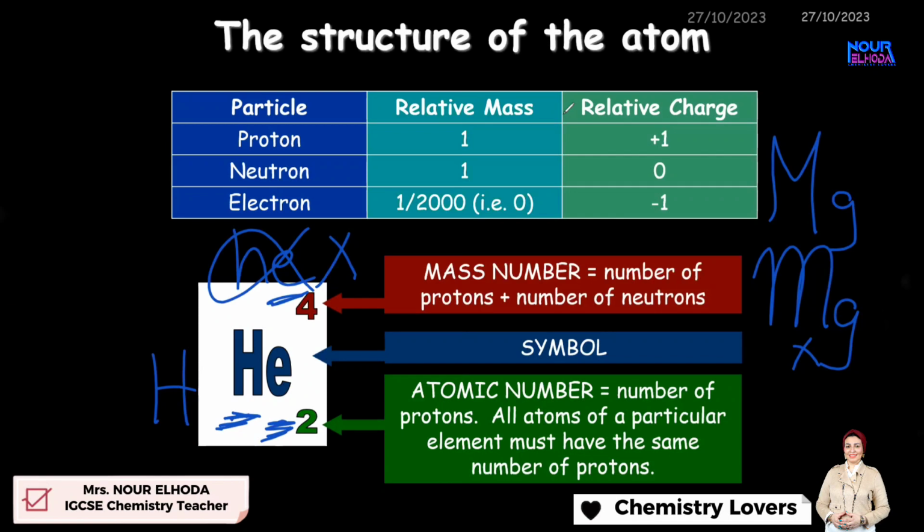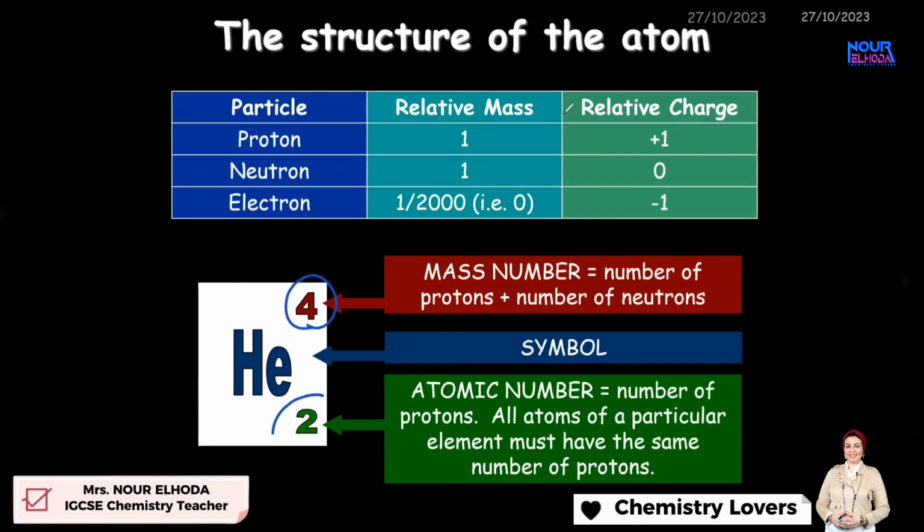All the time you're going to find a big number or a small number. I don't care which is up and which is down. But the big number is going to indicate the mass number. The mass number is protons plus neutrons.